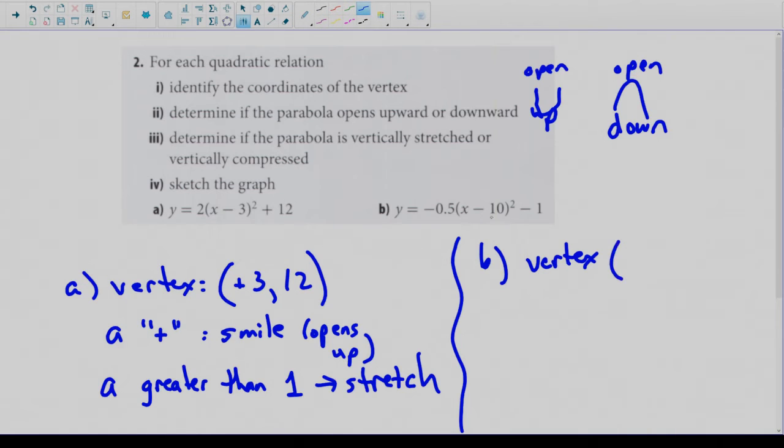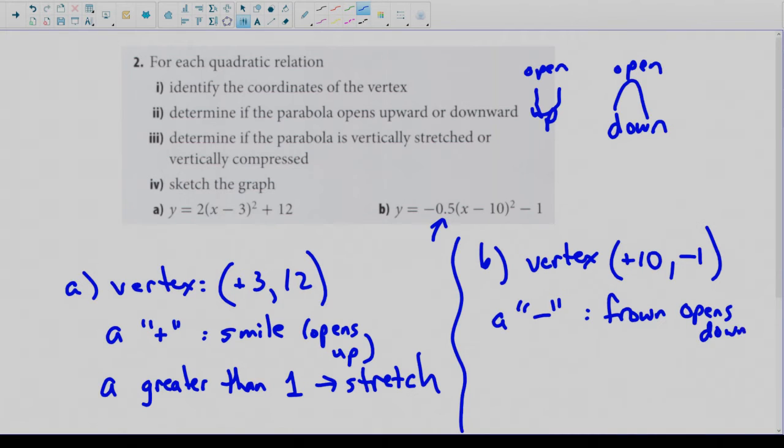So the vertex is based on your H and K. The H in the bracket is -10. The H in our vertex is going to be +10. The K value is -1. That doesn't change signs. It is a -1. Our A value in this case is negative because it's -0.5. That means we have a frown, or opens down. Parabola. And the value of A is between 0 and 1.